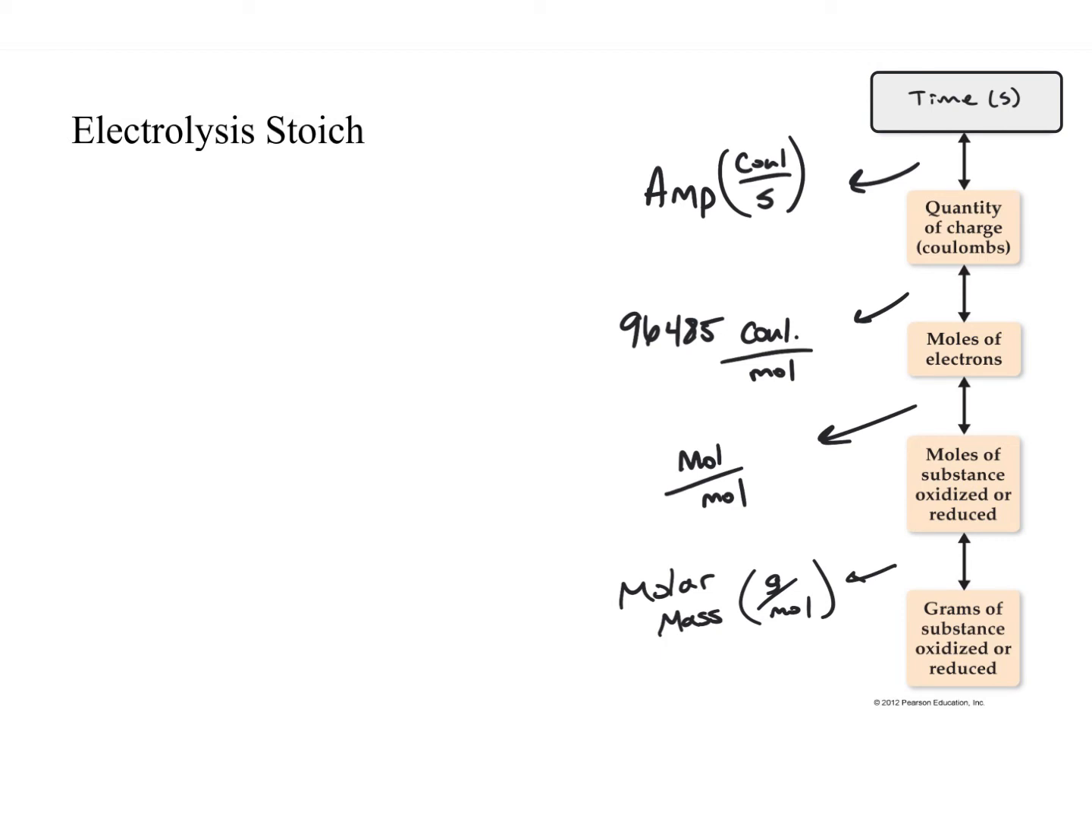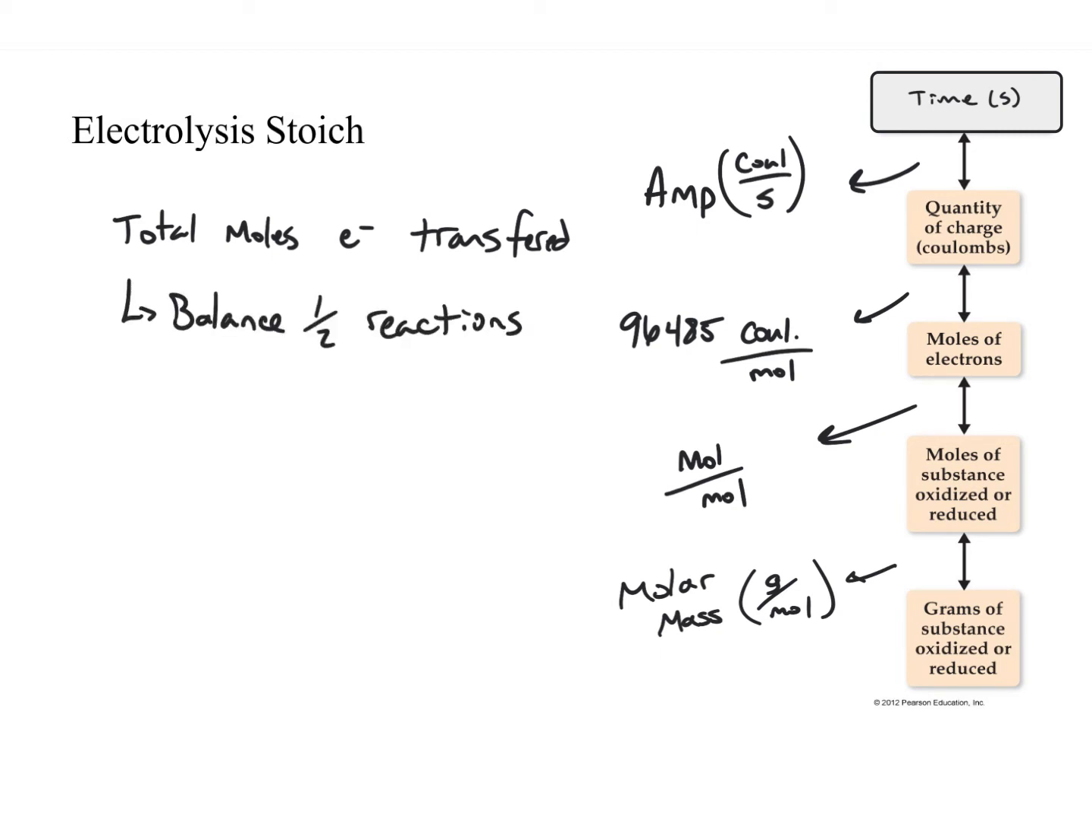of grams of substance. The key here, once again, is making sure that you know how many moles of electrons get transferred in the redox reaction. Total moles of electrons is important in order to figure out this process. So make sure that you know how many moles of electrons, and you can figure that out once again by using the half reactions and combining them to calculate the number of moles of electrons transferred.